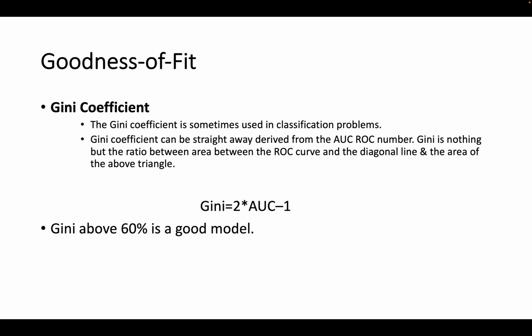The Gini coefficient is sometimes used in classification problems. Gini coefficient can be straight away derived from the AUC ROC number. AUC ROC is a number, obviously. Gini is nothing but the ratio between the area between the ROC curve and the diagonal line and the area of the above triangle. I need a diagrammatic representation of this. But the basic formula of Gini is: Gini is 2 into AUC minus 1. Anything above 60% Gini is a good model.